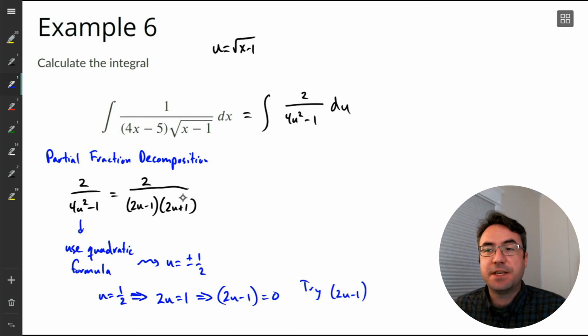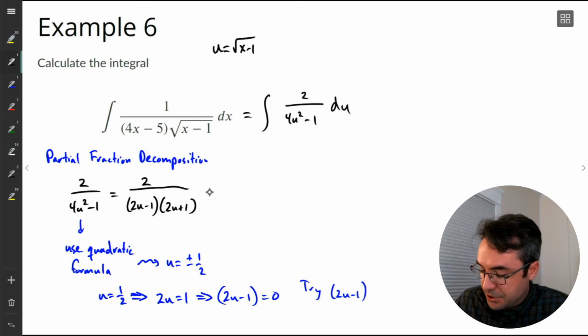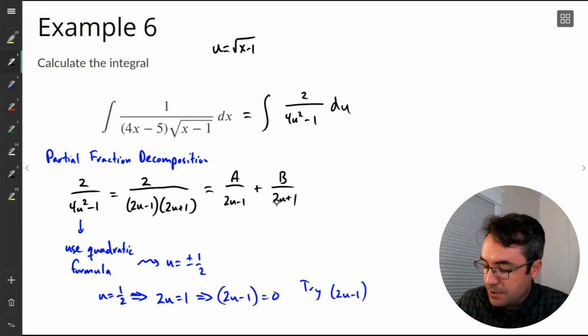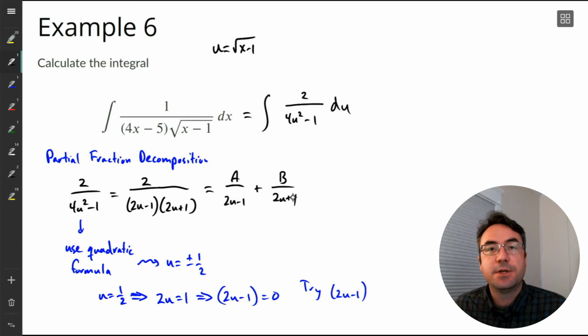All right, so we have this thing factored. Now we want to write out our decomposition. So it's going to be a over 2u minus 1 plus b over 2u plus 1. So we have different linear terms. So we know for each linear term that we have here, it gets its own fraction. So a over the first one plus b over the second one. And they're only repeated once. So we only have one fraction for each linear term.